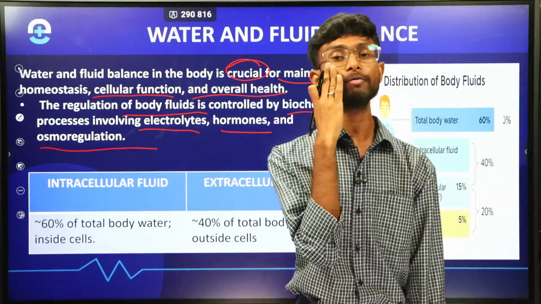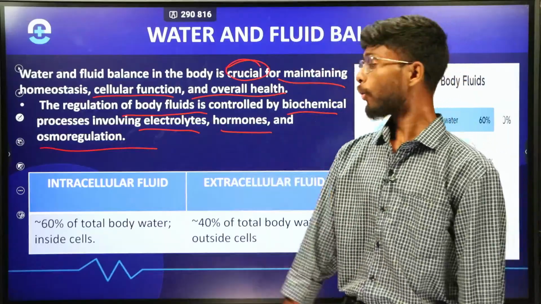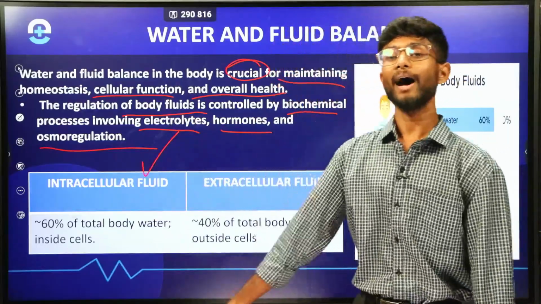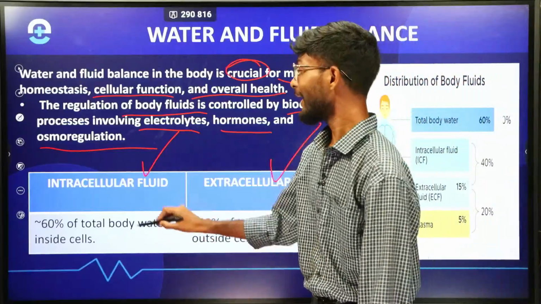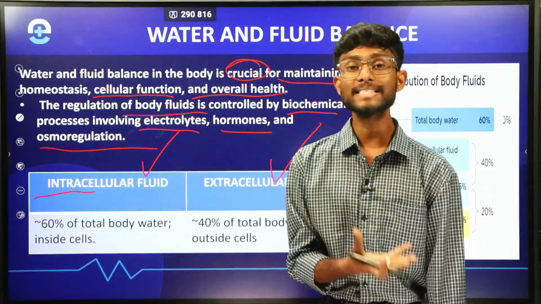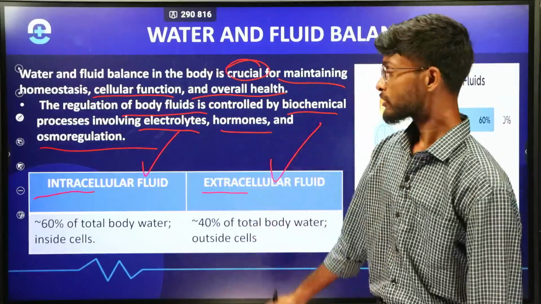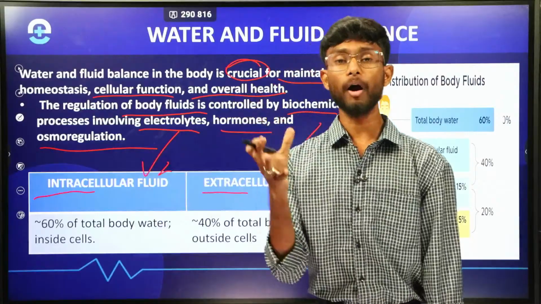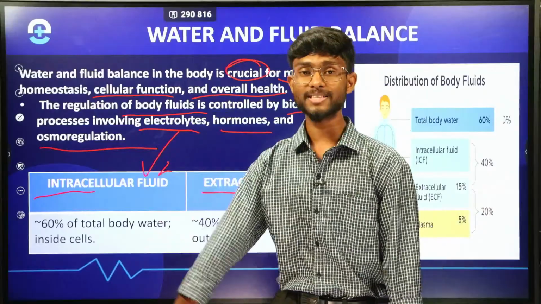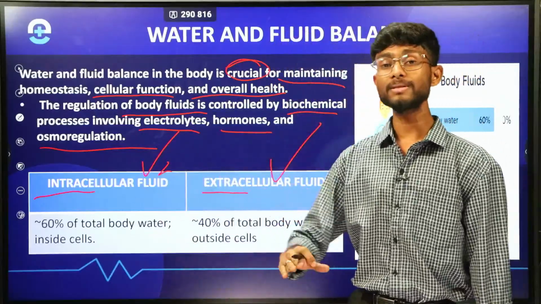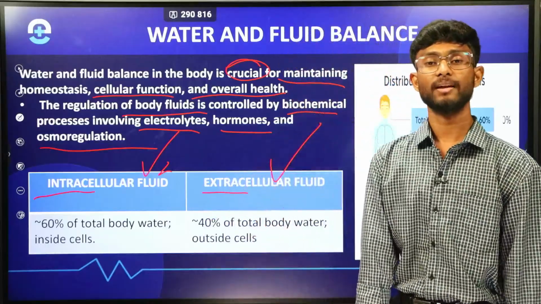So these body fluids will be divided into two groups. One is intracellular fluid and another one is extracellular fluid. The name itself is indicating it: intra means inside the cell, extra means outside the cell. So intracellular fluid means the fluid which is present inside the cell, that you call intracellular fluid. Extracellular fluid means the fluid which is present outside the cell, that you call extracellular fluid.